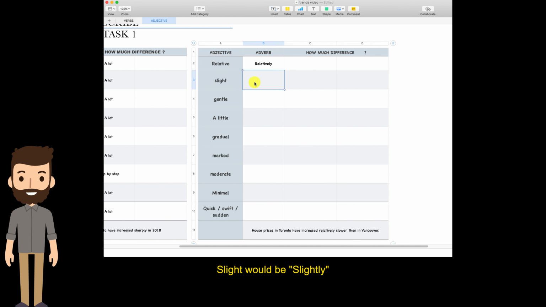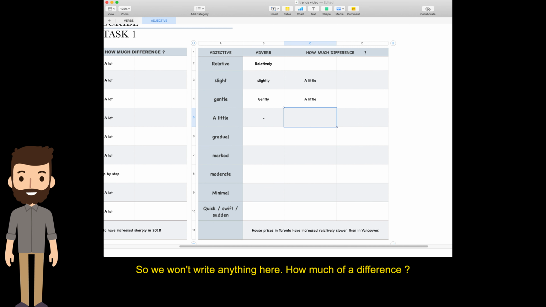Slight would be slightly. How much of a difference? A little. House prices in Toronto have increased slightly. Gentle, gently, a little. It's an element of slowness in there. Is there an adverb for a little? No, you can't say a littly. It's just a little, so we won't write anything here. How much of a difference? Well, a little is a little difference.